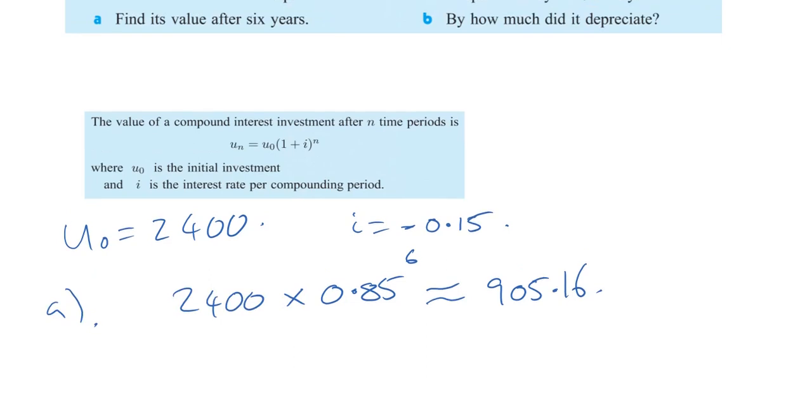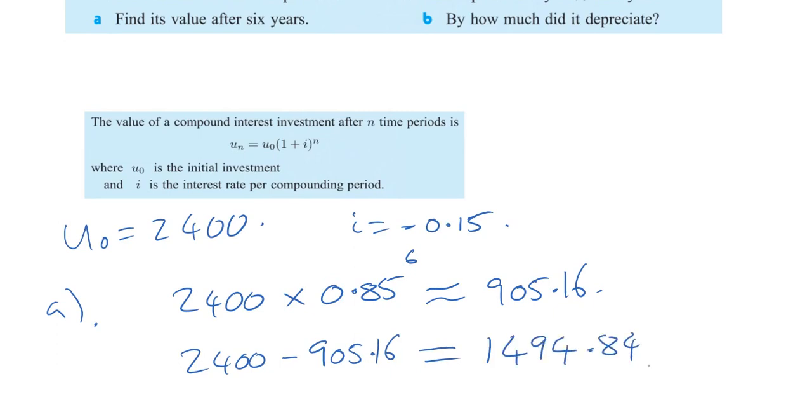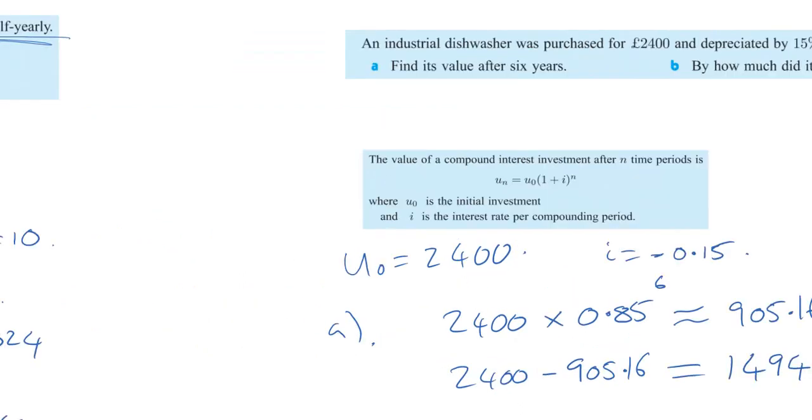By how much did it depreciate? Well, I take that original amount, I take away what it's worth now, and I'm going to see the difference. That's our depreciation. That is going to be 1,494.84. And we are done.